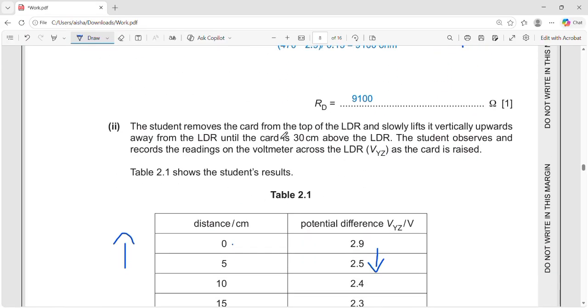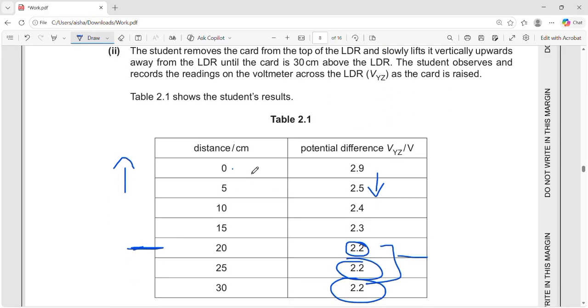Now the student removes the card from the top of the LDR and slowly lifts it vertically upwards away from the LDR until the card is 30 cm above the LDR. The student observes and records the readings on the voltmeter across the LDR, VYZ, as the card is raised. So now you can see over here that as the distance goes 0, 5, 10, 15, 20, 25, 30, at 0 it's 2.9, at 5 it's 2.5, at 10 it's 2.4, at 15 it's 2.3.